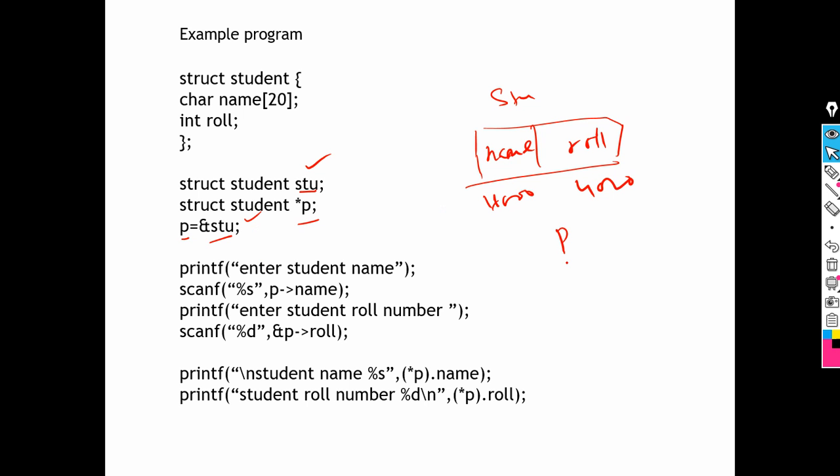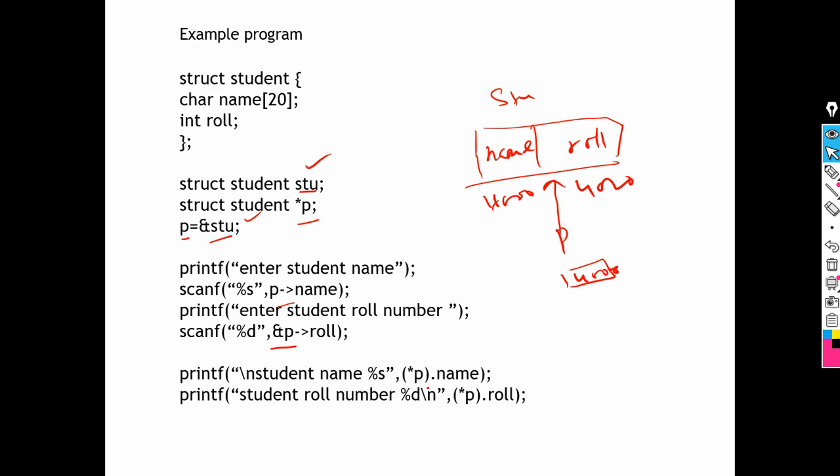When I say p is a pointer, then with ampersand stu, the base address 4000 will be placed in p, then with the help of p you can point to this entire structure. How do you access it with the help of this dereferencing operator, arrow, right? So while reading with scanf, you just say p arrow name. Since this is a string, you don't give ampersand here. But when you are reading the roll number, you have to give ampersand p arrow roll.